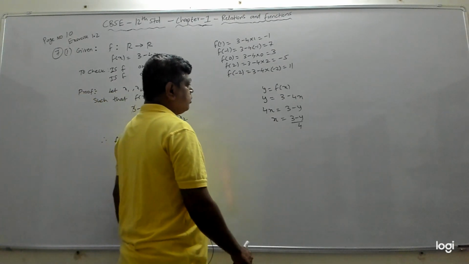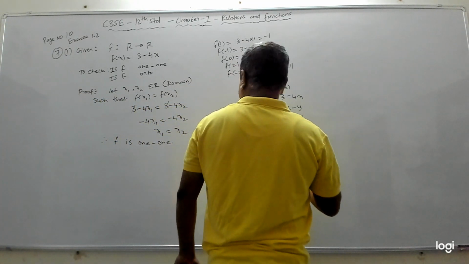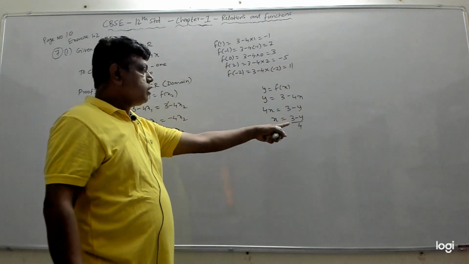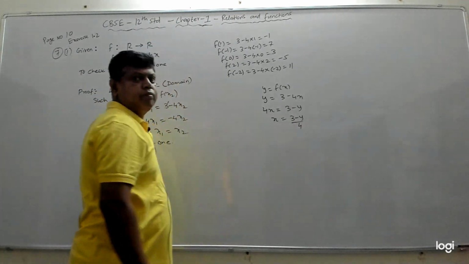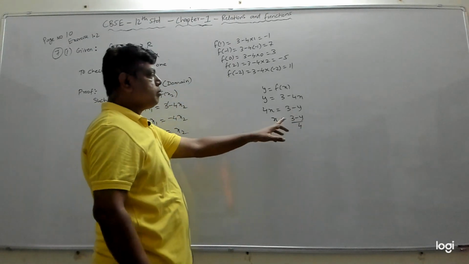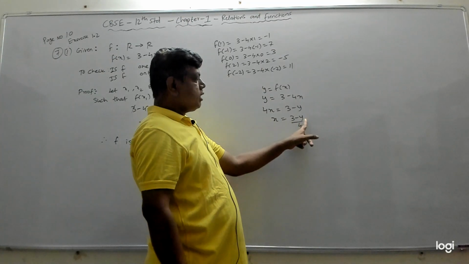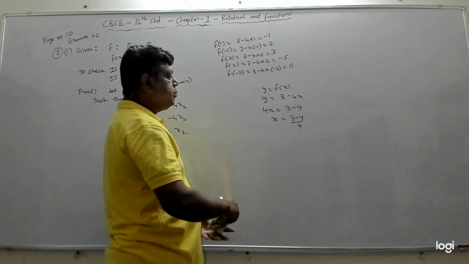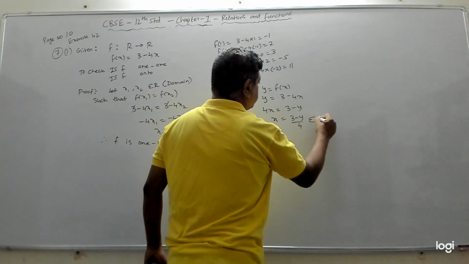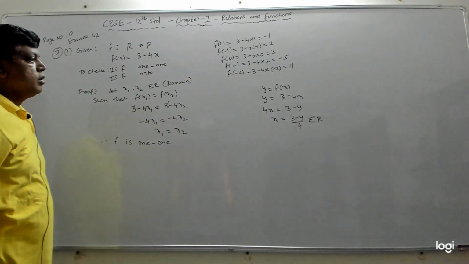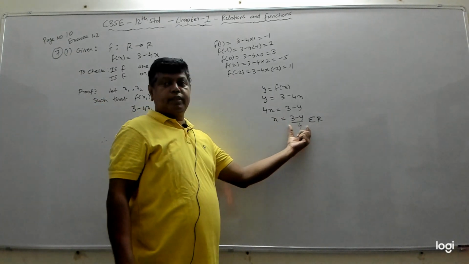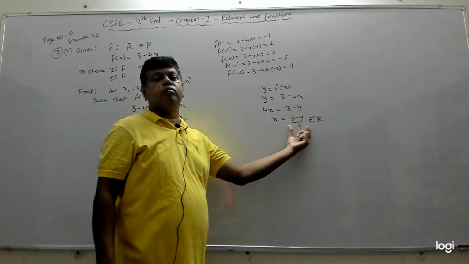Now let's check whether this x, whatever we got, x equal to 3 minus y by 4, is a real number. If y is a real number, 3 minus y is also a real number, and that divided by 4 is also a real number. So this will belong to R. Which means for every y, if I take my x as this, then it becomes onto.